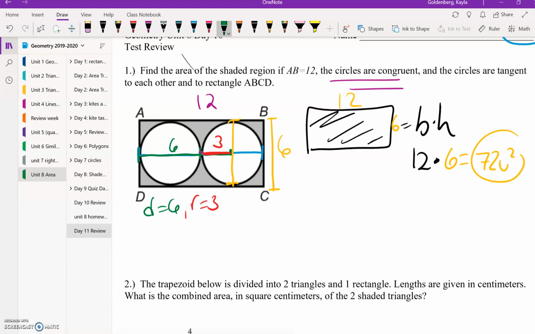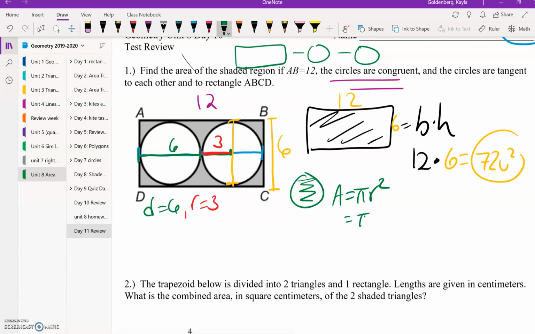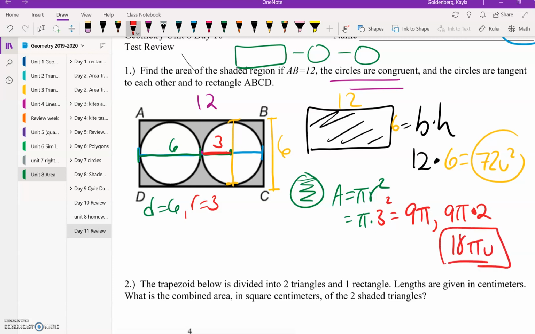Now we need to find the circles, right? Our overall plan, if we had to make up a plan, would be rectangle minus circles to get the shaded region. So let's first get one of my circles. My area is pi times radius squared. Both of them are exactly the same, so it's going to be pi times radius of 3 squared. 3 times 3 is 9. 9 times pi, I'm going to write that as 9 pi, just like you would write 9x, not x9, the number in front of the symbol. And then since there's 2 of them, 9 pi times 2, we're going to have 18 pi, units squared.